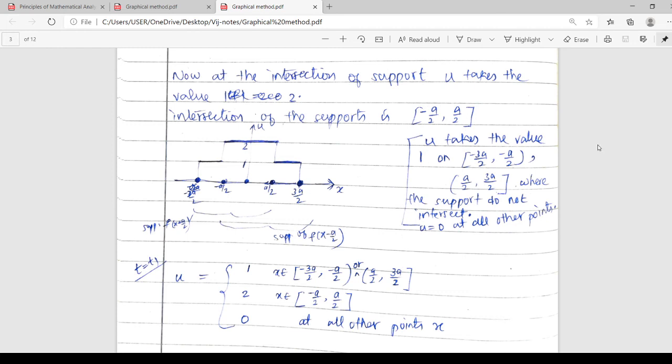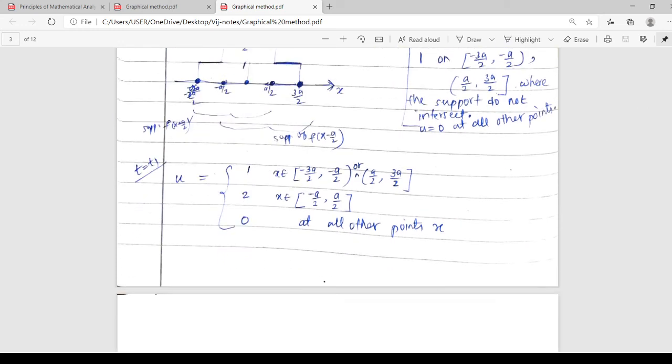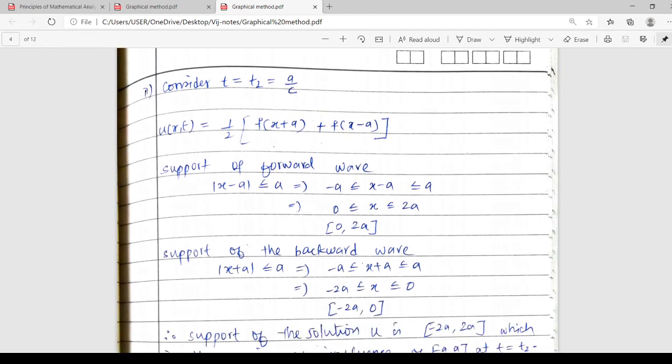So now we will continue with the graphical method. For t equal to t1, we have drawn the figure and also we got the value of u. Now in the same way, we will go for t equal to t2. So t2 is a by c. So we have substituted the value in D'Alembert solution.